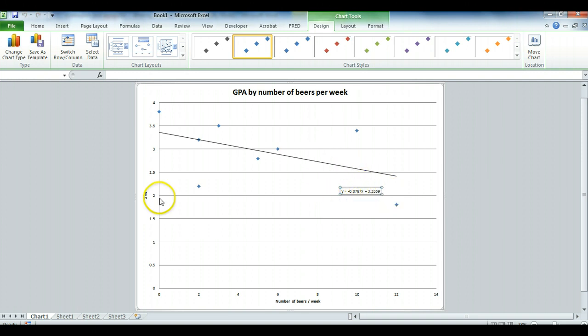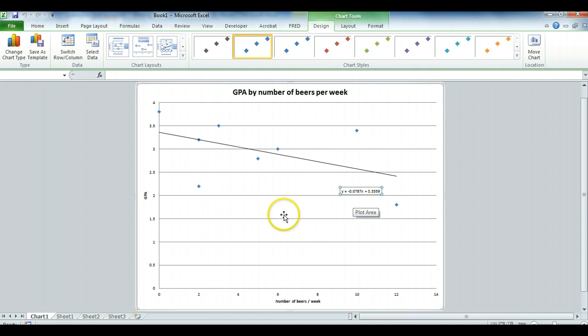The y again being GPA and the x being number of beers, and we say that the x is the independent variable or the cause variable, and the y is the dependent or the effect variable. Now, if we have this prediction, we know, not surprisingly, there's a negative relationship. More beer, lower grades.